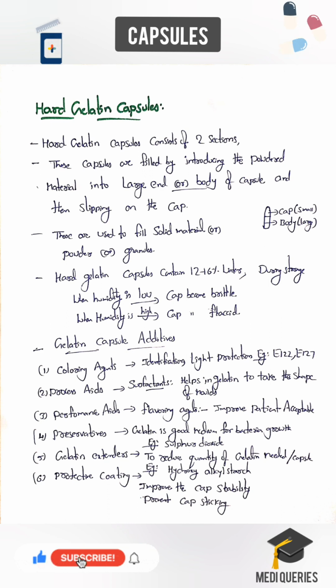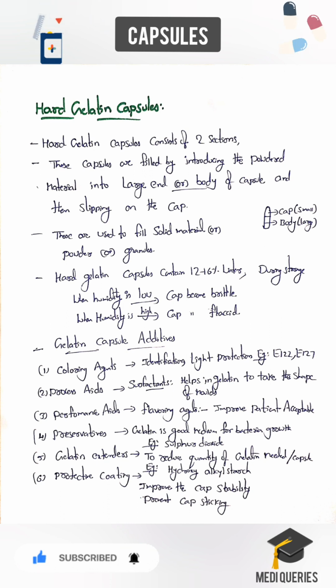The next category of additive is processing aids, like surfactants. They mainly help the gelatin to take the shape of the molds. The third one is performance aids, like flavoring agents. These are nothing but flavors, and they are helpful to improve the patient's acceptance. The fourth one is preservatives. As gelatin is a good medium for bacterial growth, preservatives need to be included in the preparation of capsules in order to protect against bacterial growth.